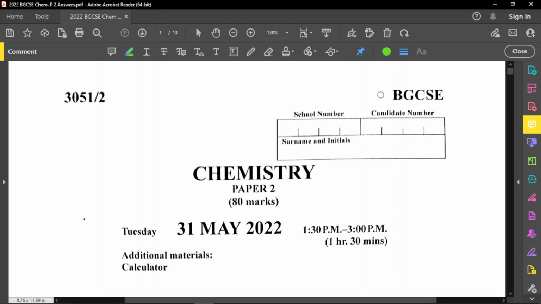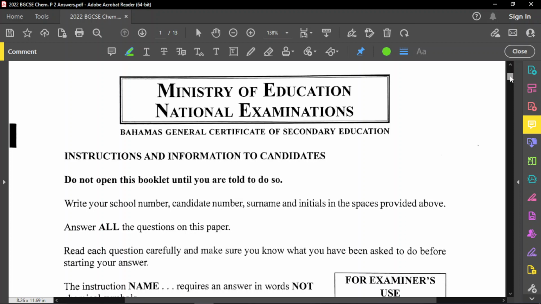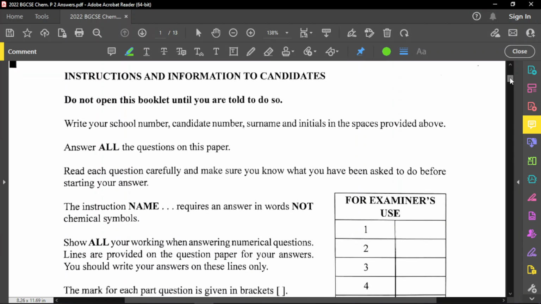Today we're doing another BGCSE past paper, a chemistry paper 2 from the year 2022. Please remember, before you start the examination, always write your school number, your candidate number, your surname, and also your initials. As always, please read through the instructions carefully, and if you have any questions or queries, please clarify those with the examiner before you start the examination.